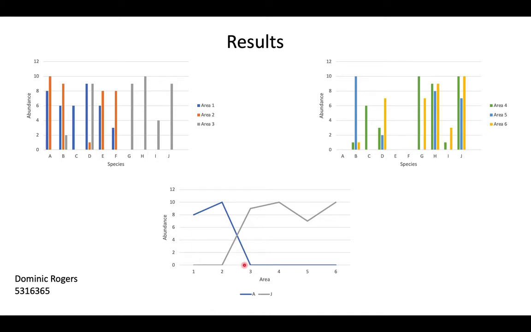The blue line marks out species A. Species A is found in areas 1 and 2, and it is not found again. Species J was not found in areas 1 or 2, but has been seen in areas 3, 4, 5 and 6.